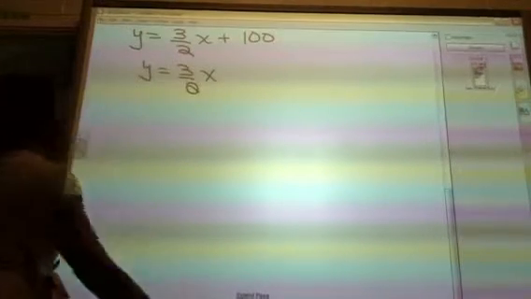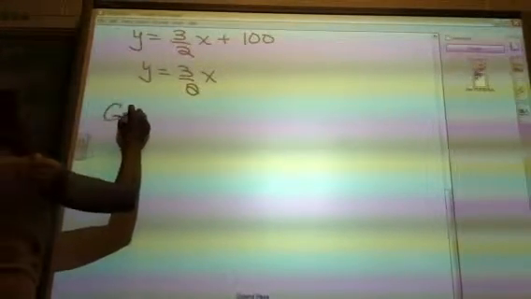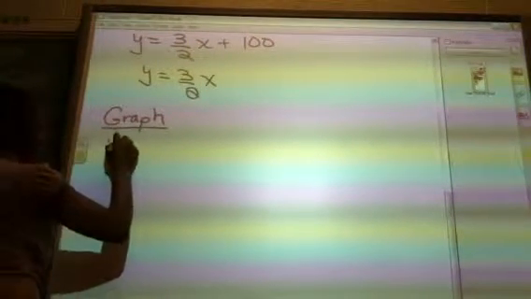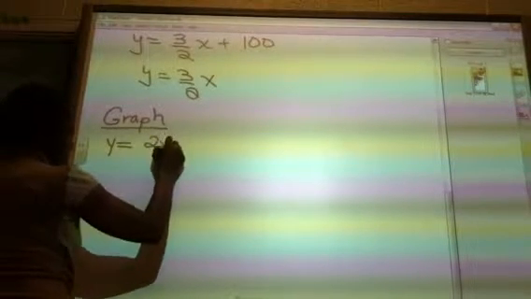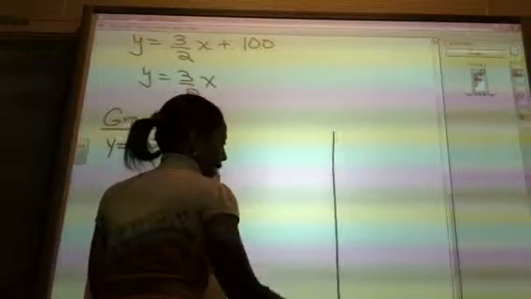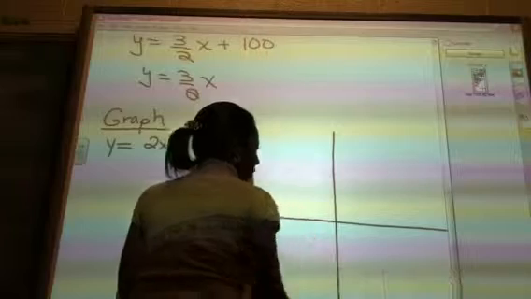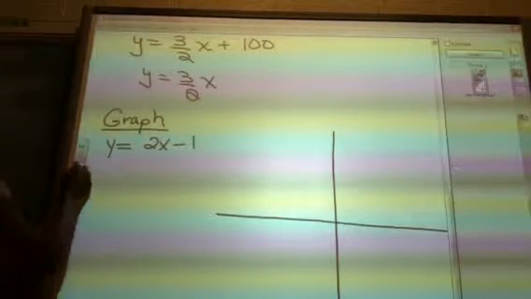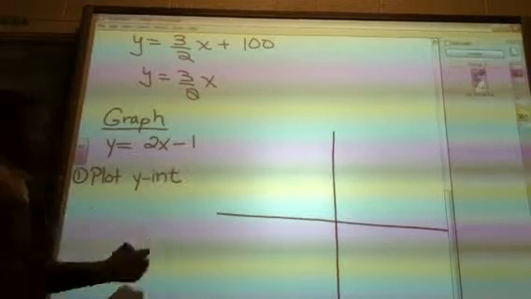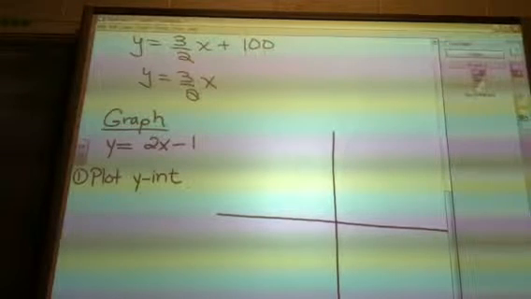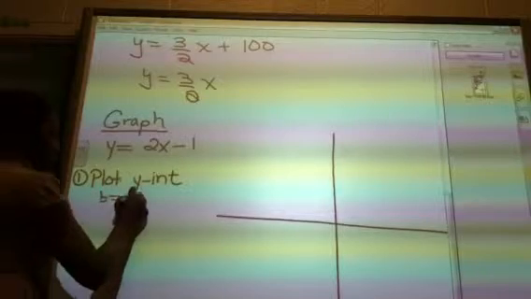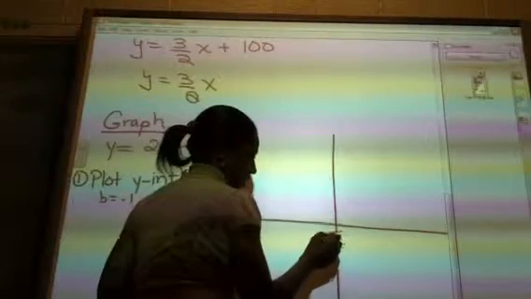All right, so just to kind of review how to graph a line, if I have y equals 2x minus 1, and I want to graph that line, my first thing I need you to do is plot the y-intercept. So in this case, my y-intercept is what? Negative 1. B equals negative 1. So I go to negative 1 on the y-axis, and I make a dot.